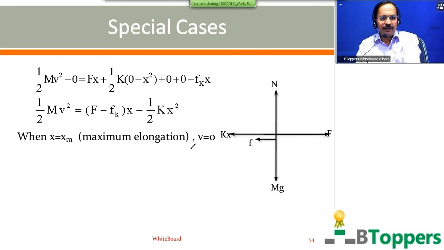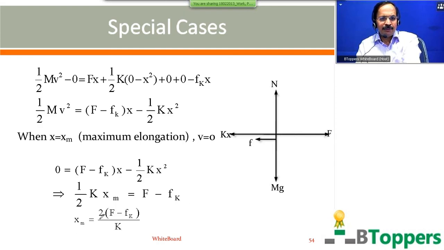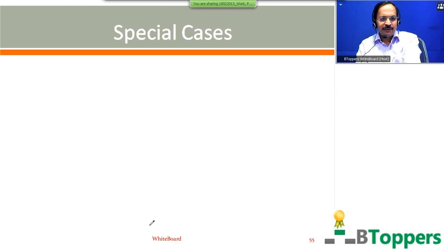When x equals xm, there is maximum elongation, and v is 0. That means elongation is maximum when velocity is 0. So to find the maximum elongation, you have to substitute v equals 0 on the left side, and x equals xm on the right side. Then we get half kxm equals F minus fk, or xm is equal to 2 into F minus fk by k.